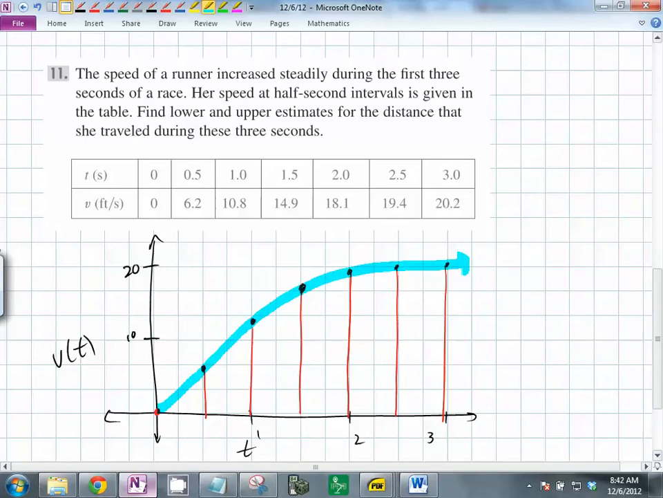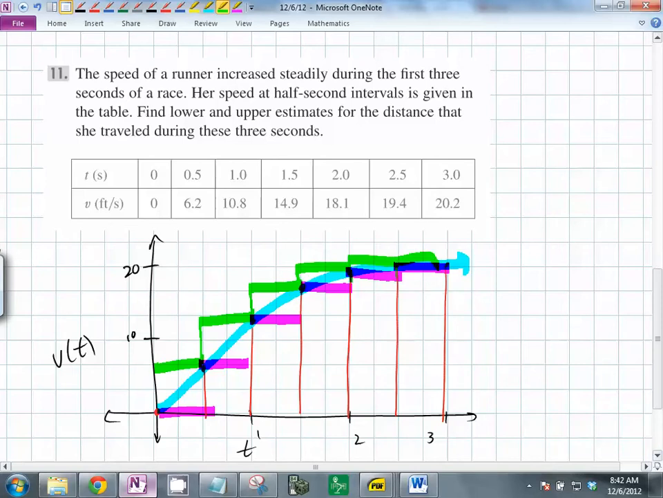So what will left endpoints look like? How many will there be? There'll be a height here. 1, 2, 3, 4, 5, 6 of them. And what will right endpoints look like? 1, 2, 3, 4, 5, 6. So how many regions do you have? You have 6 rectangles.